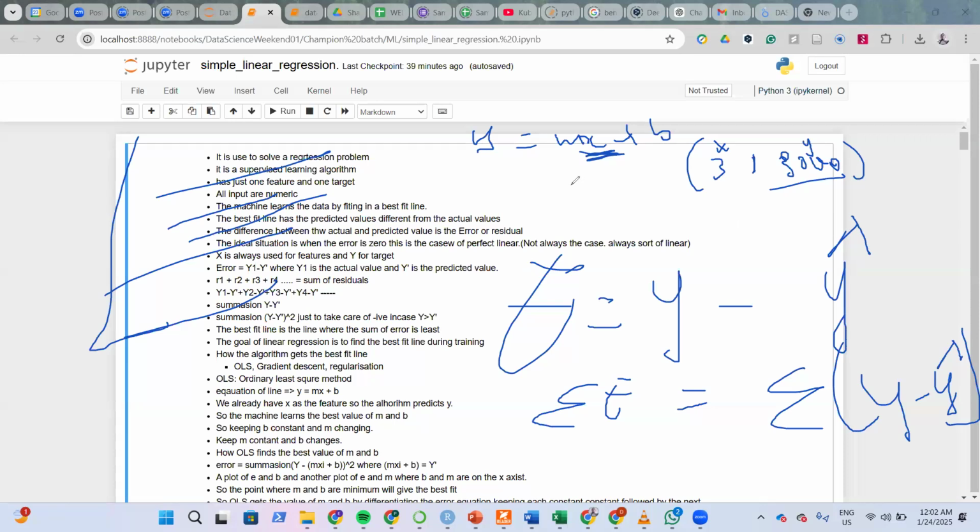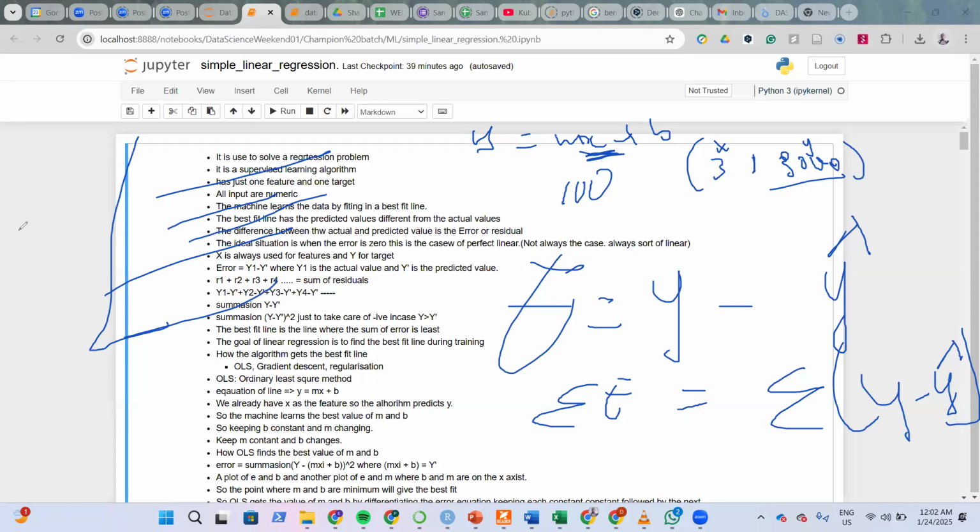That would mean the performance of that algorithm is 100%. It's not always possible. So you always get something like 98, 97, 95. That means there's an error margin there, right? So that's what we call the error.